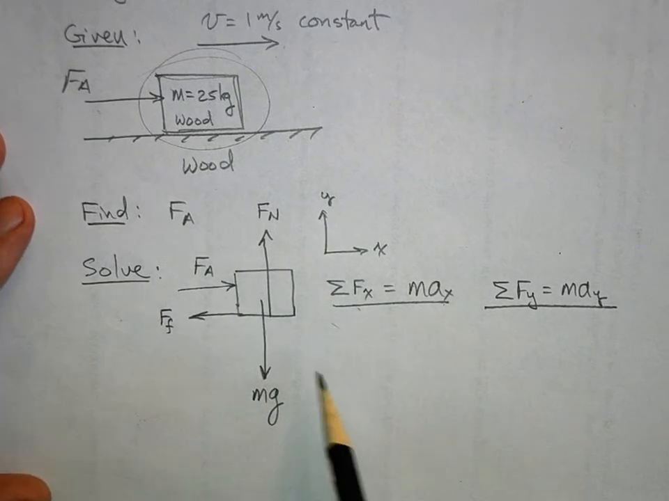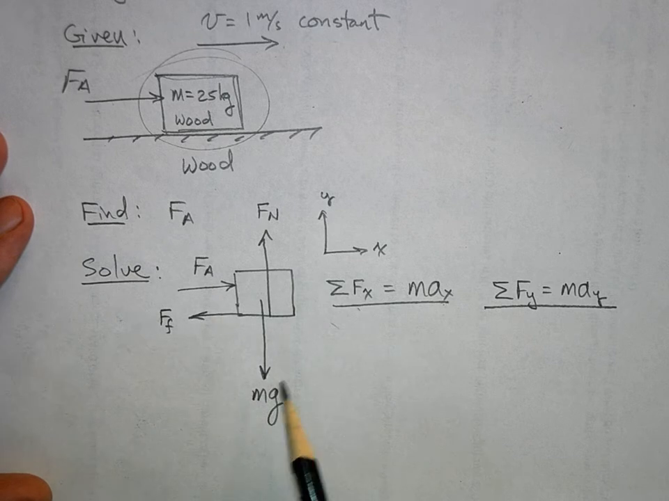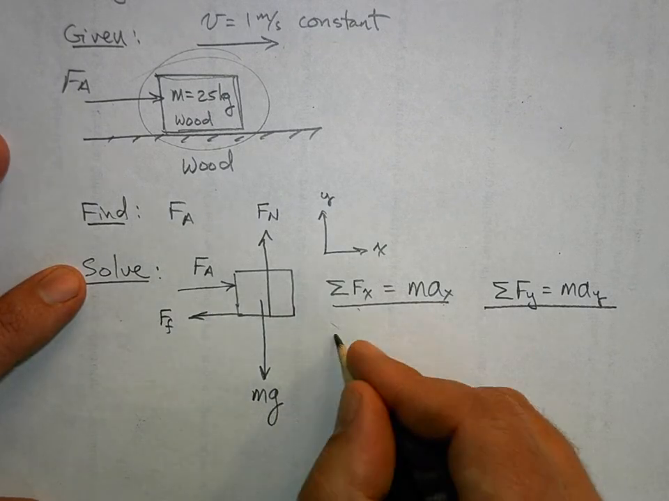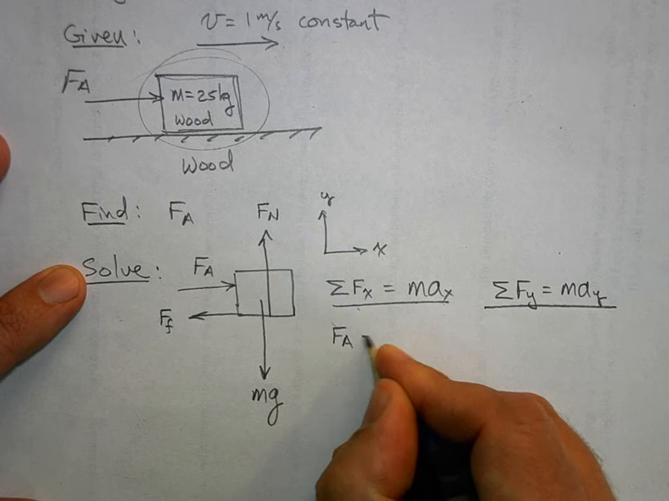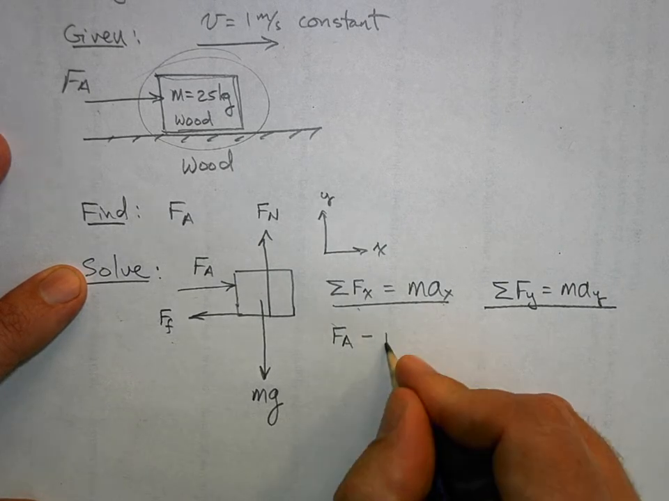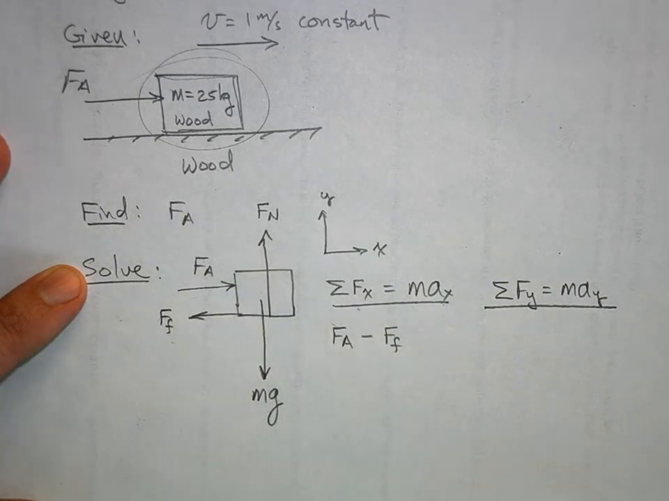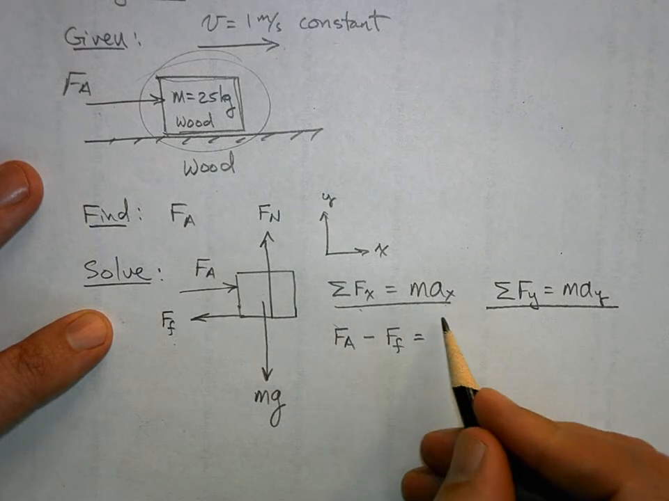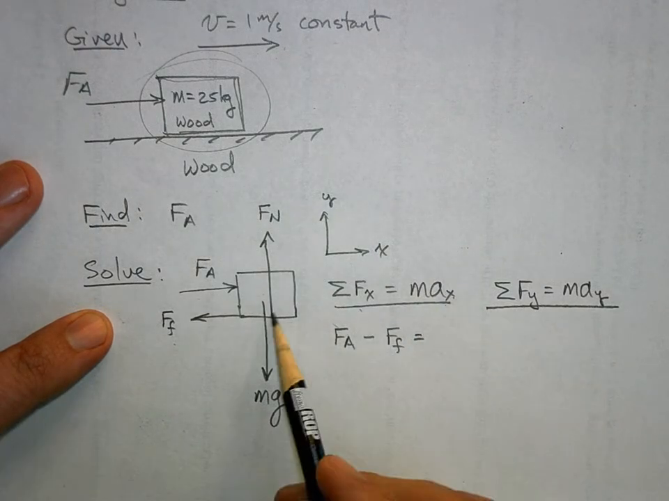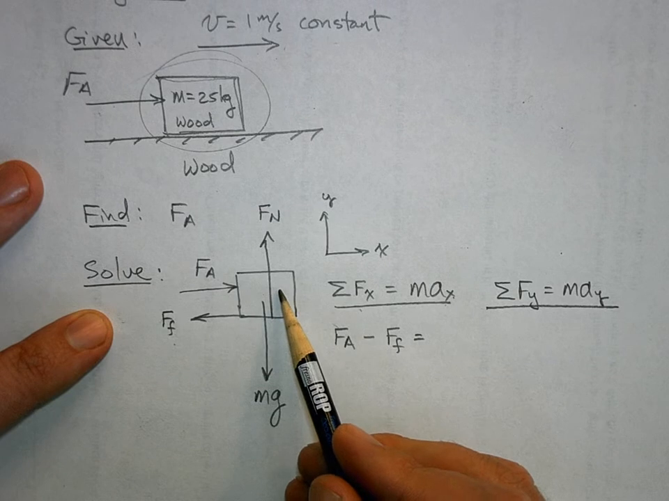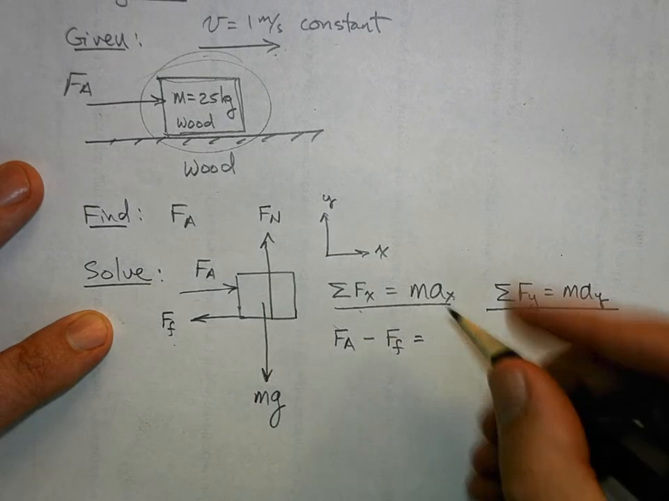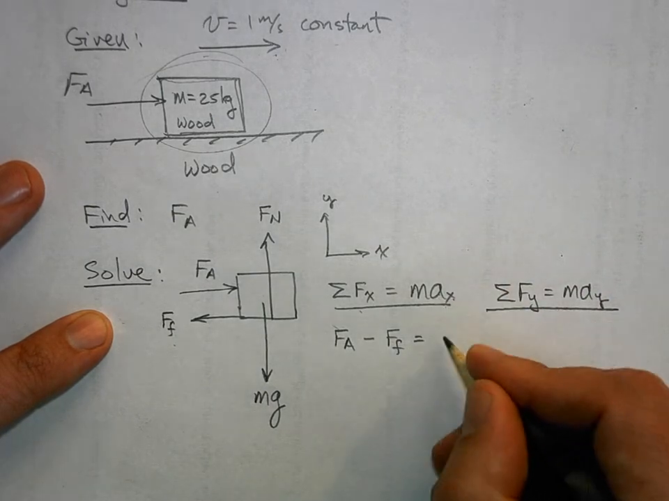Look at your free body diagram. What forces are acting in the x direction? Well, this applied force minus the force of friction equals ma. But what is the acceleration of our crate? Well, it told us that the velocity is 1 meter per second and that that's constant. So the acceleration is 0.